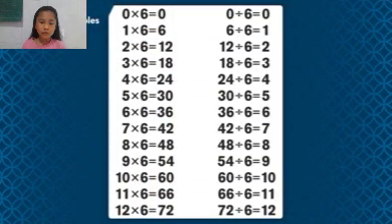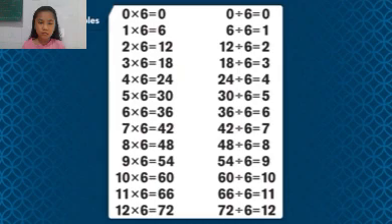Together again. 0 times 6 equals 0. 1 times 6 equals 6. 2 times 6 equals 12. 3 times 6 equals 18. 4 times 6 equals 24. 5 times 6 equals 30. 6 times 6 equals 36.